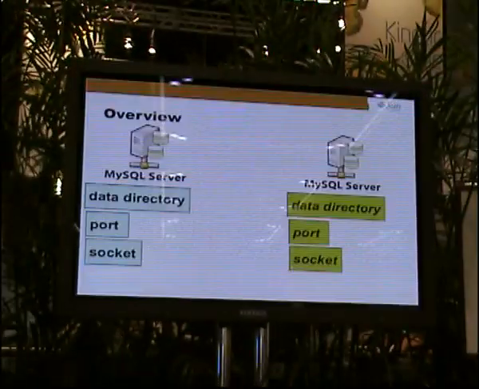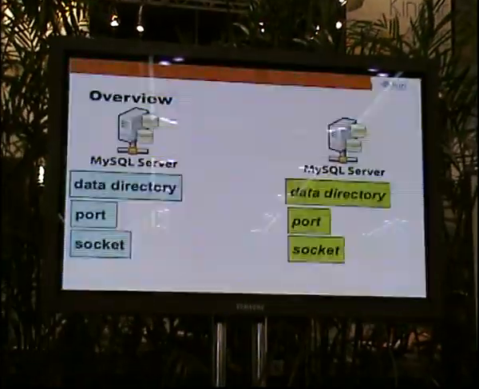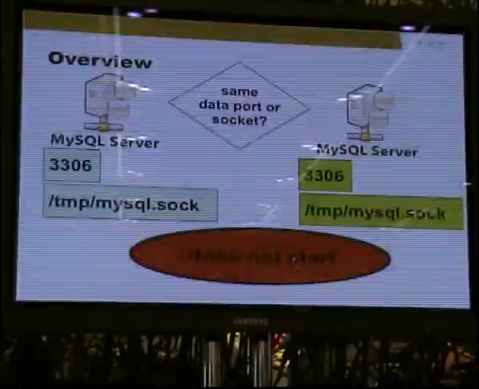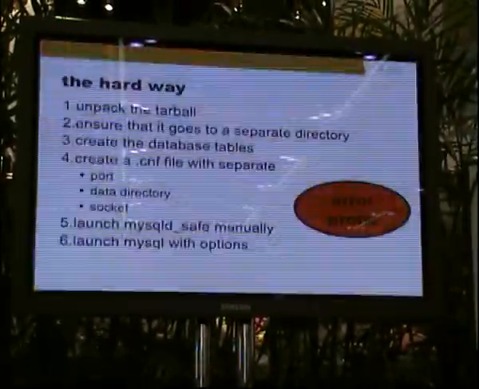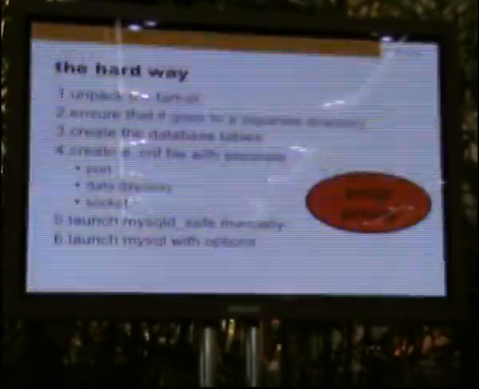So, what is the problem? The problem is that when you want to install a side server, you have to take care of the data directory, the port, and the socket. If you mix them, you have trouble. If you use the same data directory, you have data corruption if it works at all. If you use the same socket, it doesn't start. And if you use the same port, it doesn't start either.